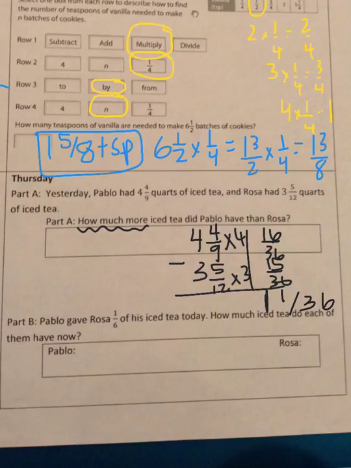My LCD was 36, so I adjusted my numerators, and then I got 16 minus 15, which is 1 over 36, and 4 minus 3 is 1. So how much more iced tea? He had 1 and 1/36 more quarts.